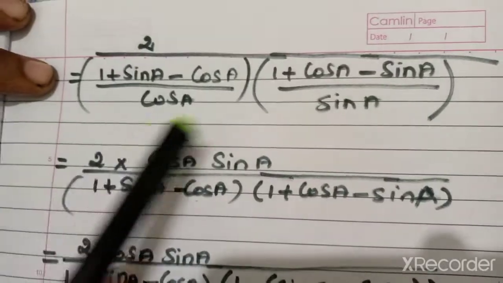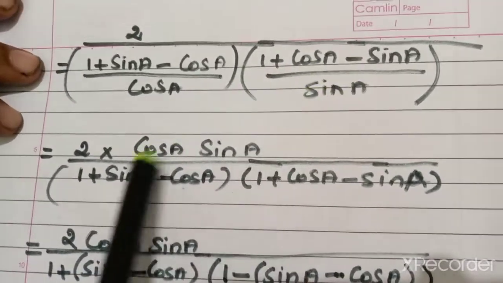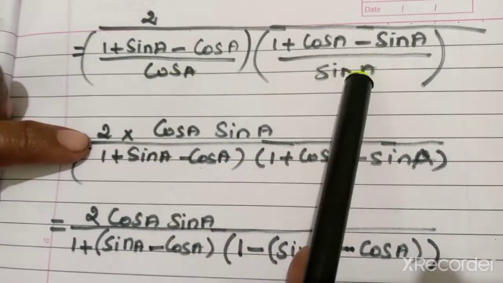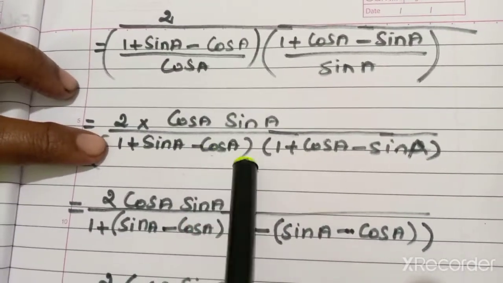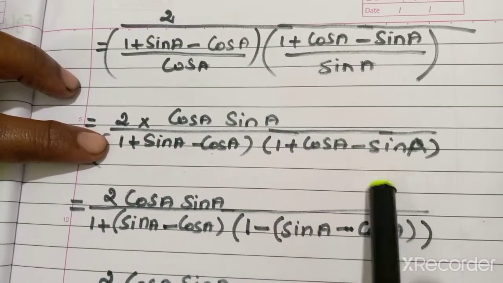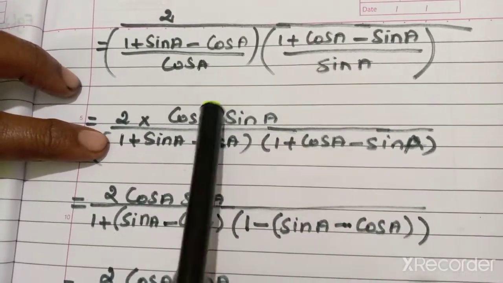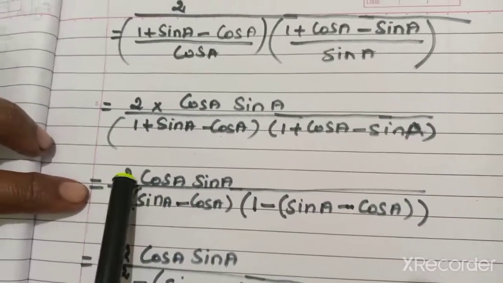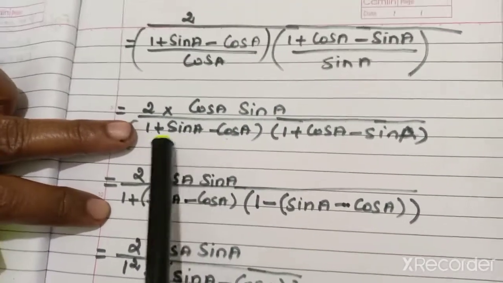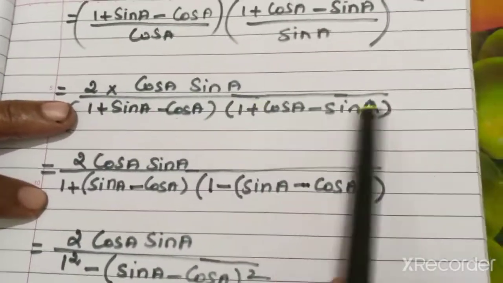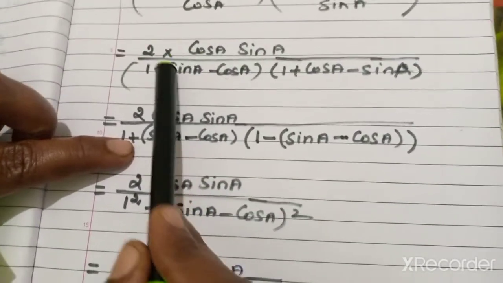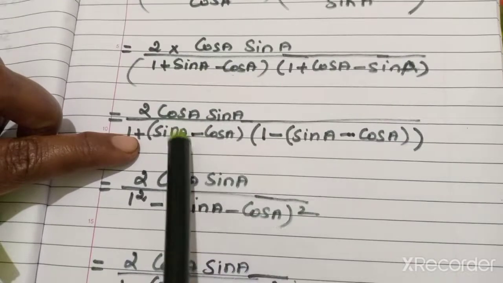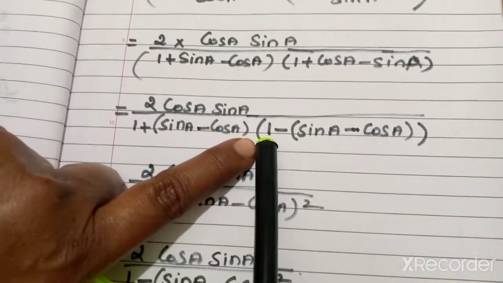Okay. Now let us bring this division into multiplication. So the denominator term can be written reciprocally, that is 2 into this, cos A sin A will come in the numerator. So this term as it is, write 1 plus sin A minus cos A into 1 plus cos A minus sin A, this denominator term in the numerator, which is equal to 2 cos A sin A by, it is in the form of A plus B into A minus B. So let's use the bracket, okay. 1 plus, A plus B term is sin A minus cos A, okay. A plus B into A minus B.